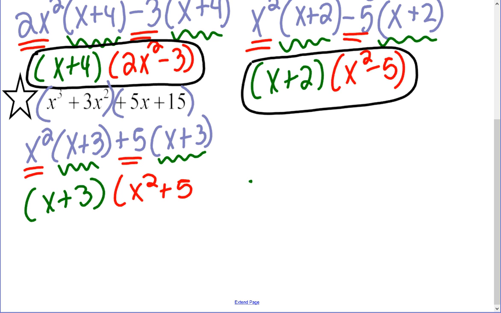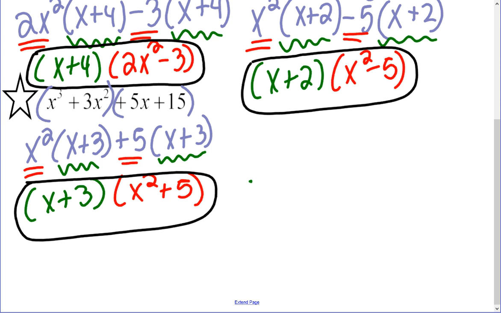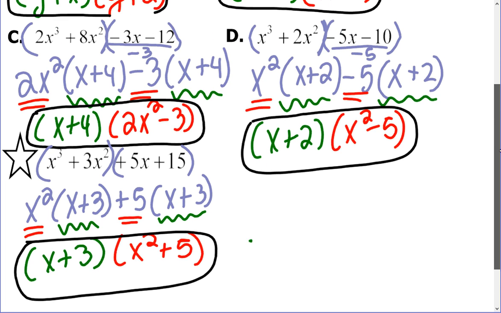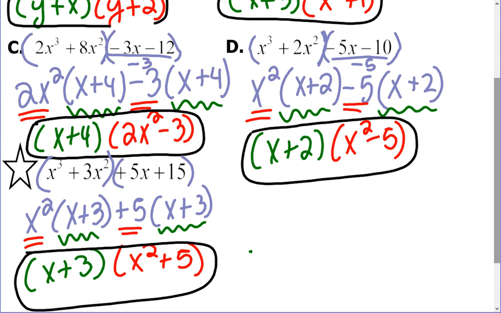Okay, I did go kind of fast, but that's because this is review, and you guys already know how to do factor by grouping. We use factor by grouping when we have 4 terms. So that's when we use factor by grouping.